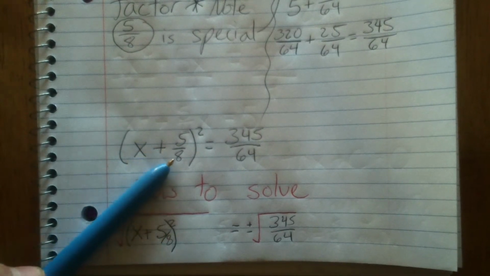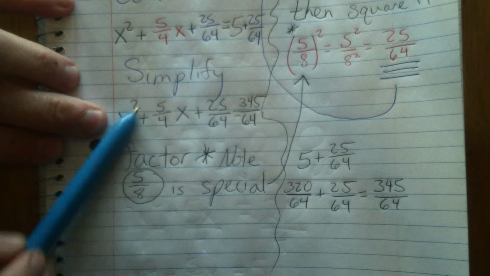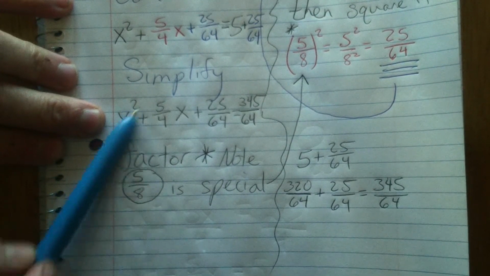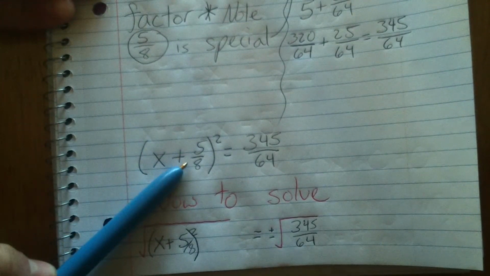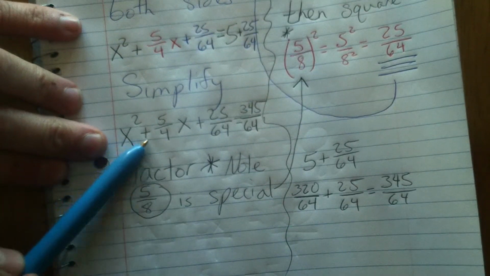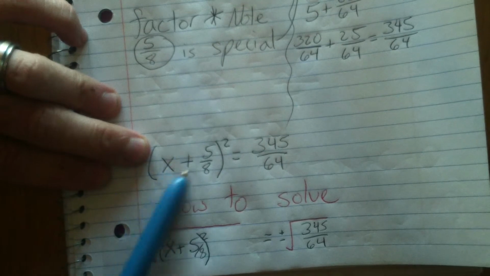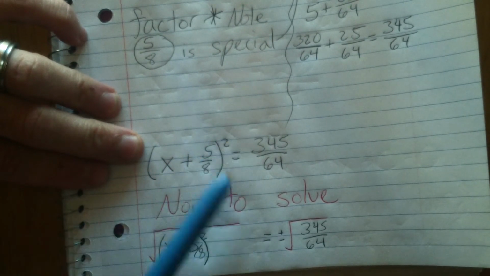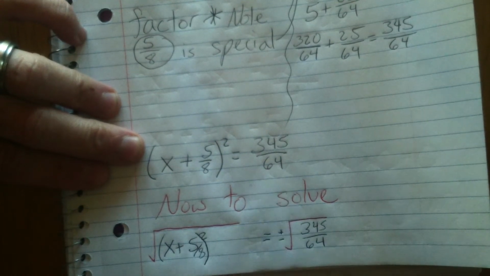It's a plus sign because coming back up here, this is a plus sign. So you look at the number right after the x squared. If it's a positive, then when we factor, it'll be a positive here. If this was x squared minus 5/4, then it would be x minus 5/8. So that's how you know whether that's a plus or a minus. Okay, and then squared equals 345 over 64.